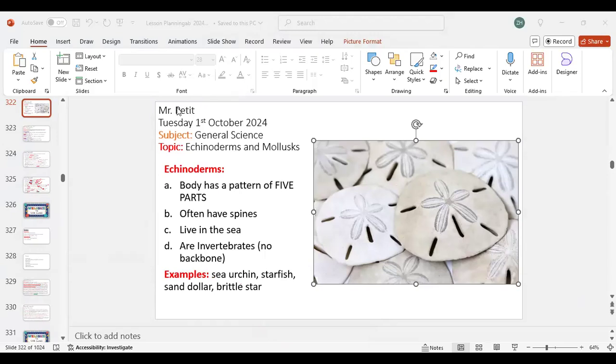I don't like that. Ew. Mr. Petit, can we see the brittle star too? The brittle star, okay. Let's show them. Let me show the brittle star. Ugly. El Cardo. That's El Cardo.